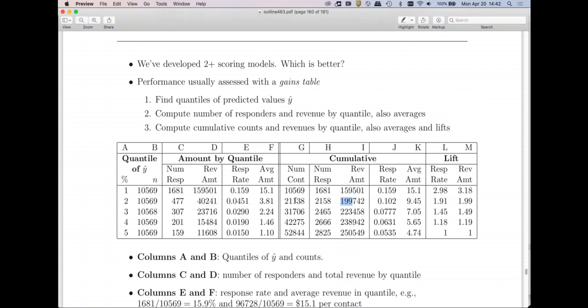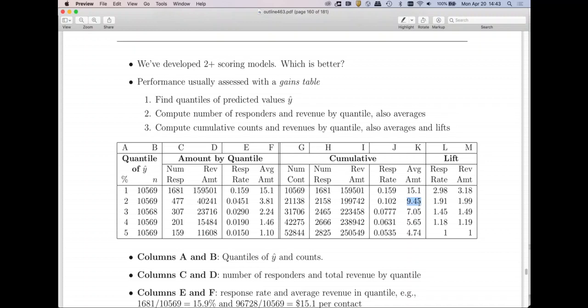Now, if I divide this by the total number of contacts made, so take 200,000 divided by 21,000, you're at about $9.45 per contact. So just as this response rate was an average of the two response rates of the first two quintiles, if I average $15.10 with $3.81, I get $9.45. So that's like the average amount that I'm making per contacted customer.